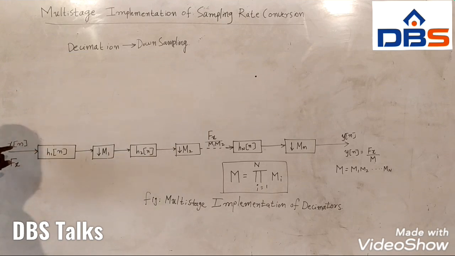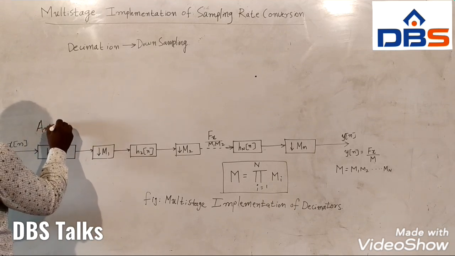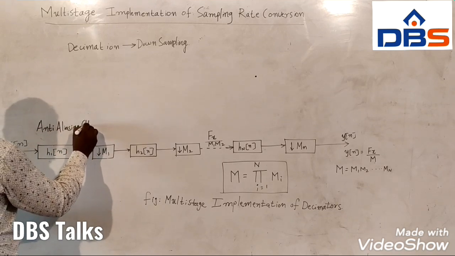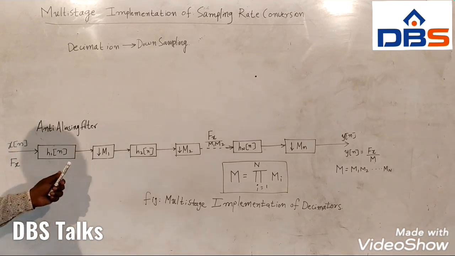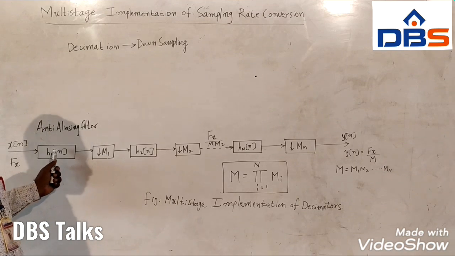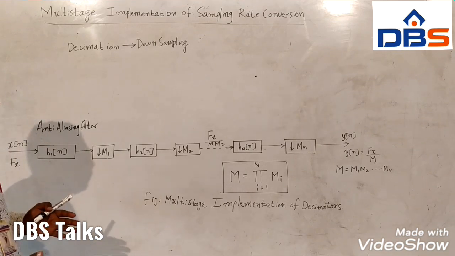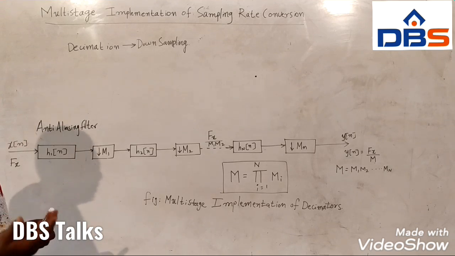Now coming to the second one, multi-stage implementation of the decimation process. What is decimation? Decimation is down sampling. Decimation implies down sampling. Now see, x of n is the input sequence, and on the same lines we will continue here also.